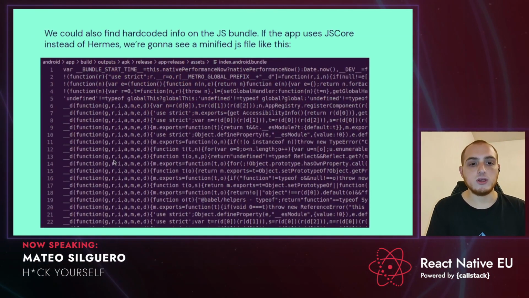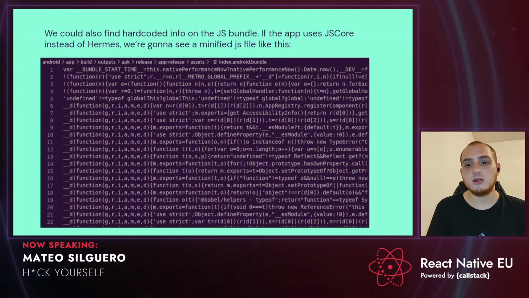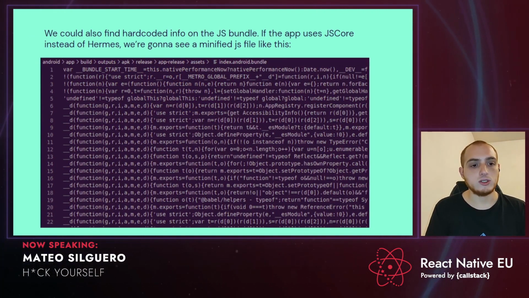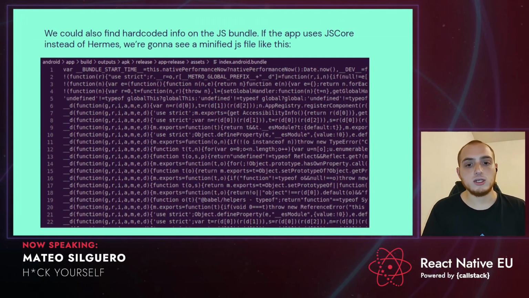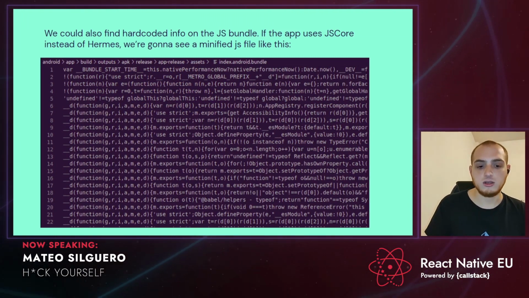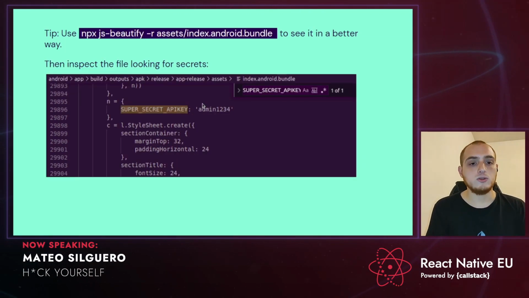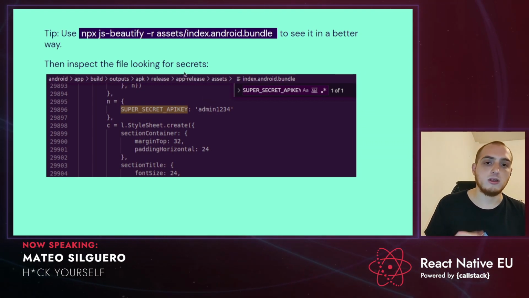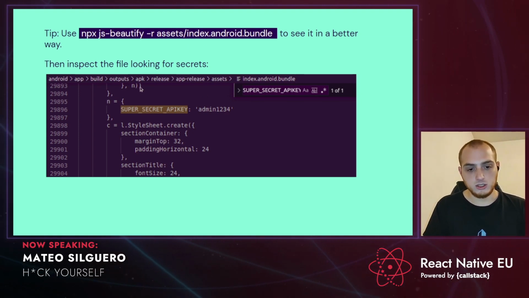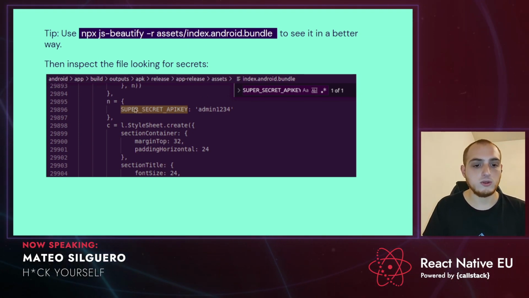We could also find hard-coded info on the JS bundle. If the app uses JSC instead of Hermes, we are going to see a minified JS file like this. We can use JS Beautify or any other tool to see the bundle in a better way. Then we can inspect the file looking for secrets. In this case, we found a super secret API key variable with the value admin1234.